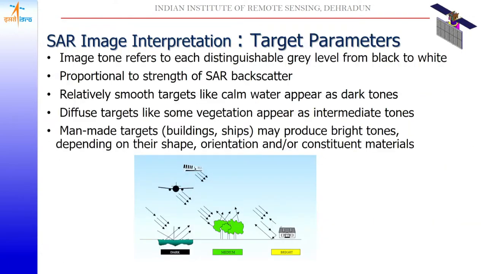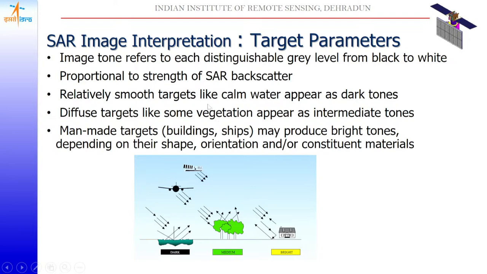Image tone refers to each distinguishable gray level from black to white, proportional to the strength of the SAR backscatter. In a black and white SAR image, we have a gray scale from darker to brighter, proportional to the strength of the backscatter. If the SAR backscatter is higher, it will appear as a brighter tone, and if it is lower, it will appear as a darker tone.